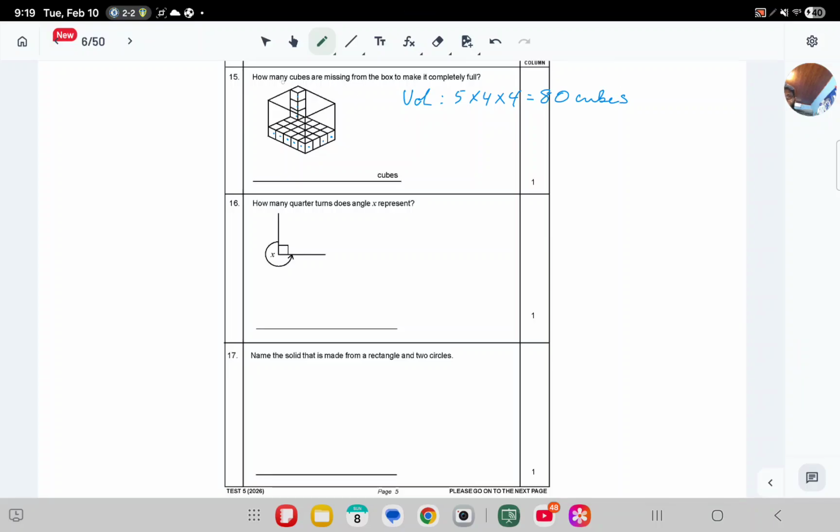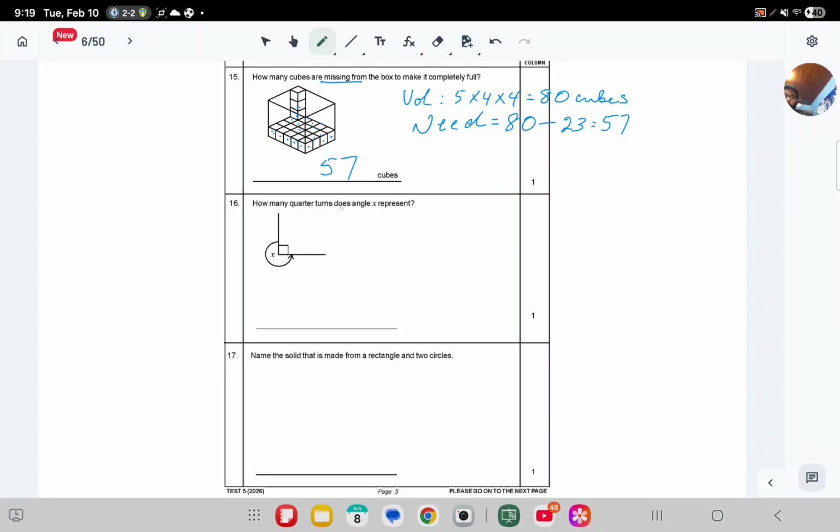I want to know how many are missing to make it filled. Alright, so how much you need basically. So from this 80, we take away how much it has already. 1, 2, 3, 4, 5, 6, 7, 8, 9, 10, 11, 12, 13, 14, 15, 16, 17, 18, 19, 20, 21, 22, 23. So take away 23, and that will give us 57. So it's 57 cubes are missing.